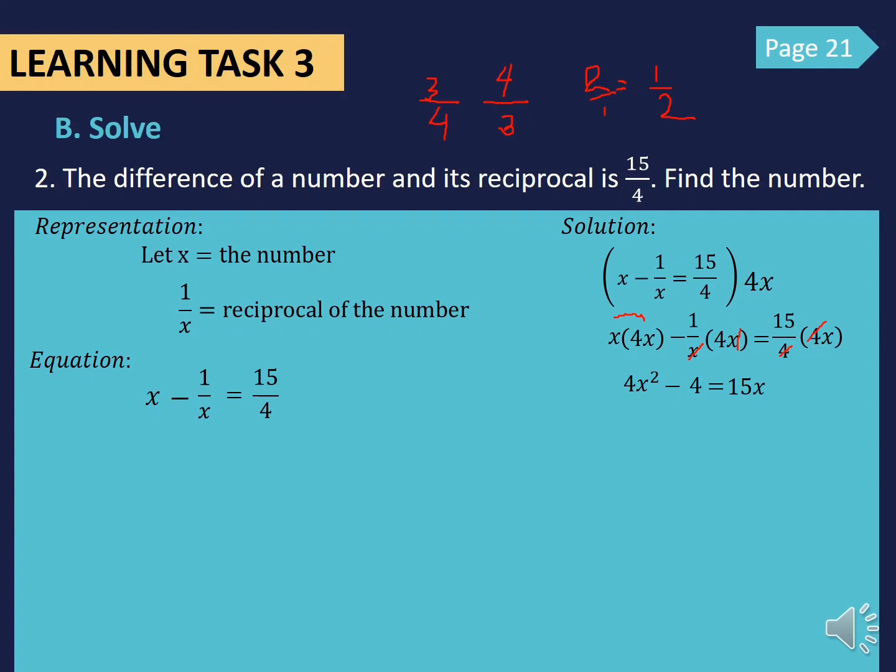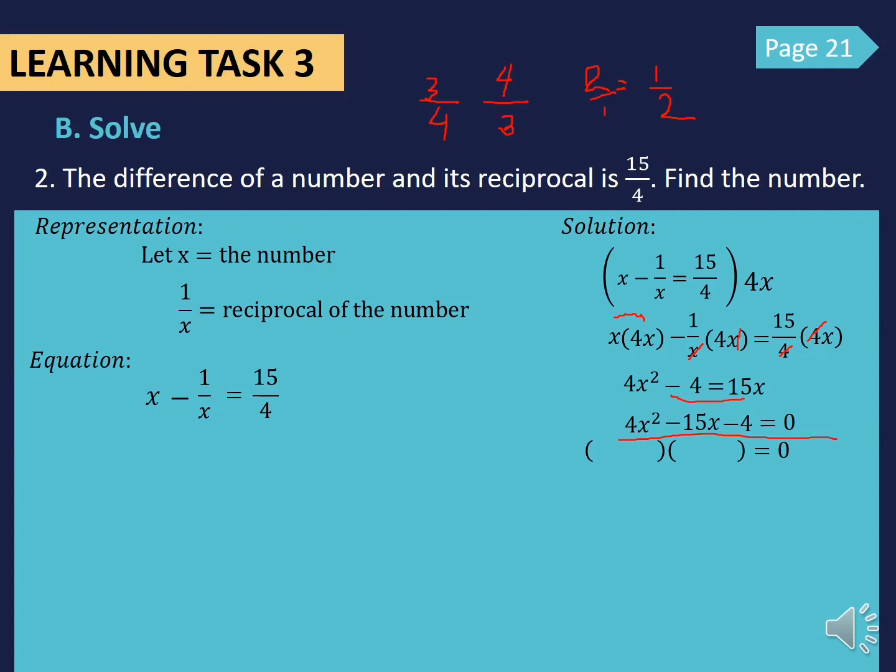Now, let us have a quadratic equation in standard form. We can transpose 15x to this side. So, we have 4x squared minus 15x minus 4 is equal to 0. Now, since we already have the quadratic equation, we can solve for x. In that case, we will use the factoring method.